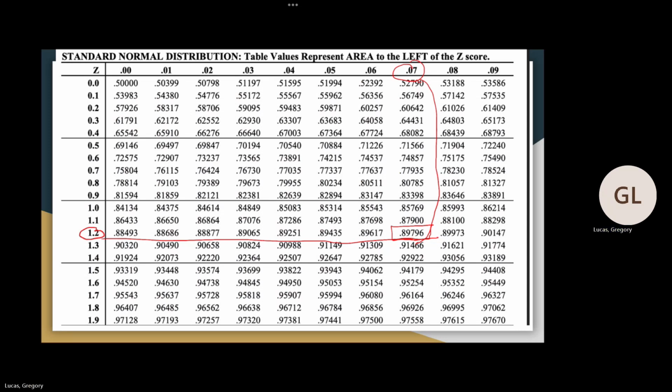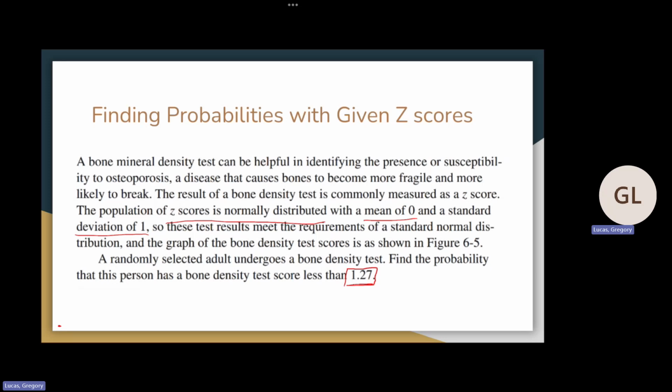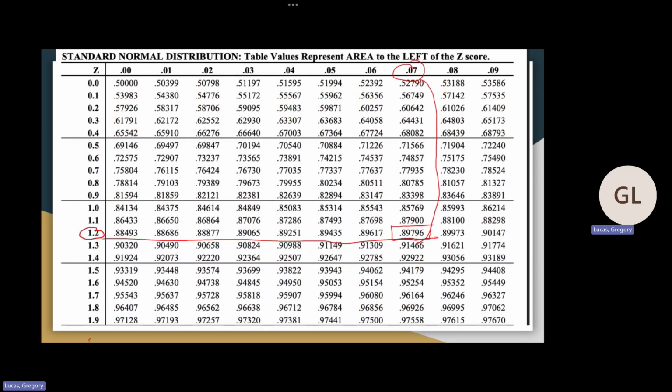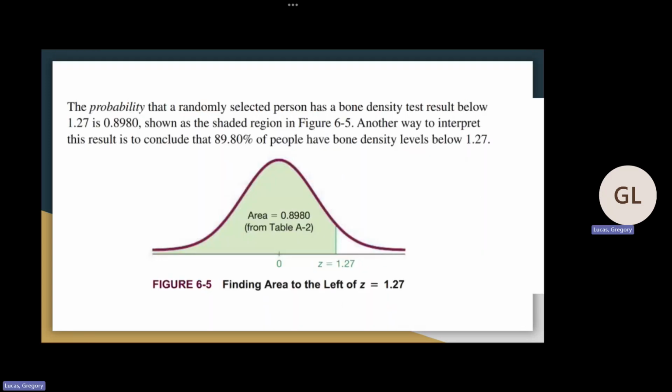So it's very important to note here that these table values represent area left of the z-score. So since we are assuming we want to find the probability that a person has a bone density less than, we're actually done. Since this tells us to the left, this is going to tell us the area to the left or the probability to the left. So we matched up the number, we got 89.796%.